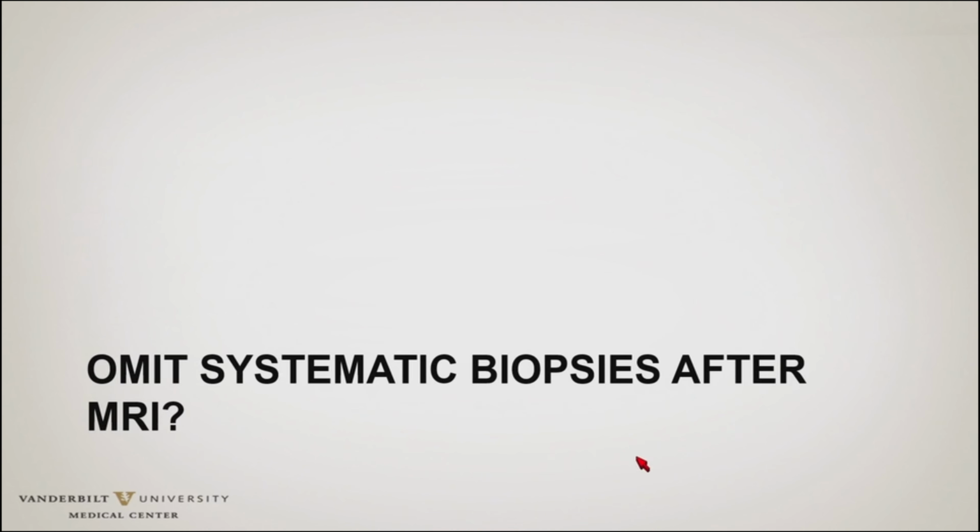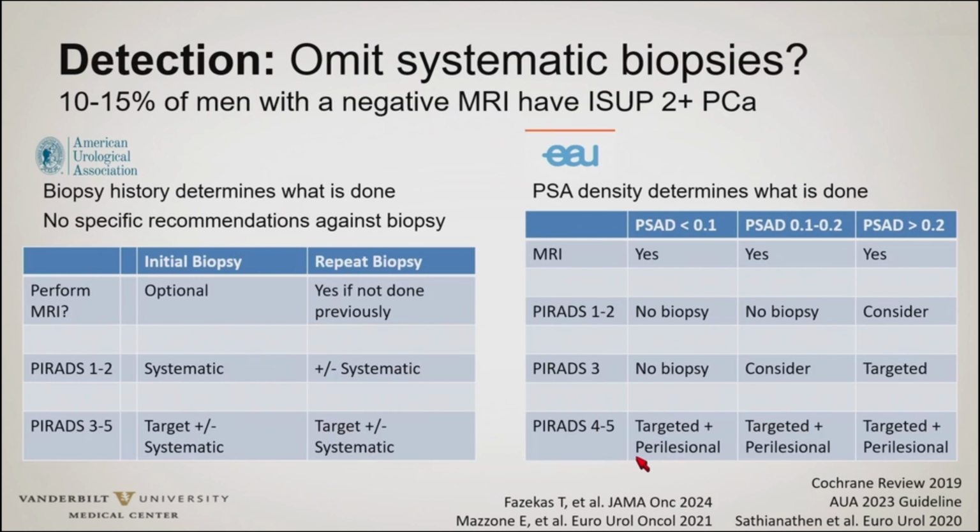So this question of can we omit the systematic biopsies? We alluded to this earlier, that the European guidelines are different from the AUA guidelines. In the AUA guideline, biopsy history determines what is done, and there are no specific recommendations against doing a biopsy. So for example, in the initial biopsy setting, you may or may not perform the MRI. In the repeat biopsy setting, you do if it hasn't been done previously.